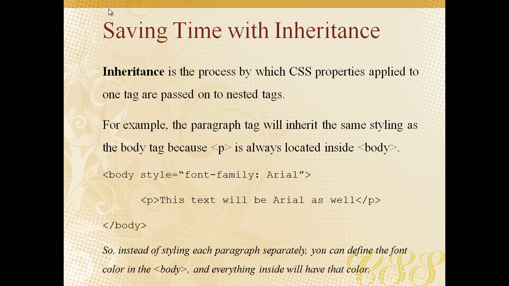Saving time with inheritance. So what is inheritance? Inheritance is the process by which CSS properties applied to one tag are passed on to the nested tag. For example, you have some style specified for body. Then you have something called p, paragraph, which will use the property specified here. And that's all. So the paragraph tag will inherit the same styling as the body tag because p is always located inside the body.